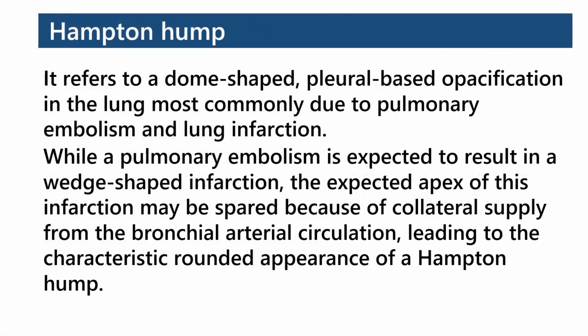Hampton hump refers to a dome-shaped pleural-based opacification in the lung, most commonly due to pulmonary embolism and lung infarction. While a pulmonary embolism is expected to result in a wedge-shaped infarction, the expected apex of this infarction may be spared because of collateral supply from the bronchial arterial circulation, leading to the characteristic rounded appearance of a Hampton hump.